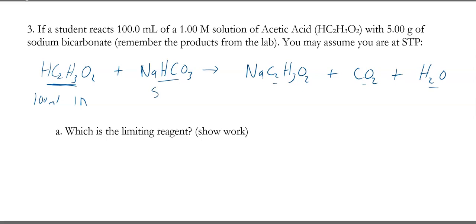And then we have 5 grams of the sodium bicarbonate, because that's a solid, that makes sense. Acetic acid is a solution, and so molarity makes more sense to use with a solution, and grams makes more sense to use when we're measuring a solid substance. So also paying attention that this is saying that we're at STP for now, and that's going to come into play later. The first question is asking, what's our limiting reactant?